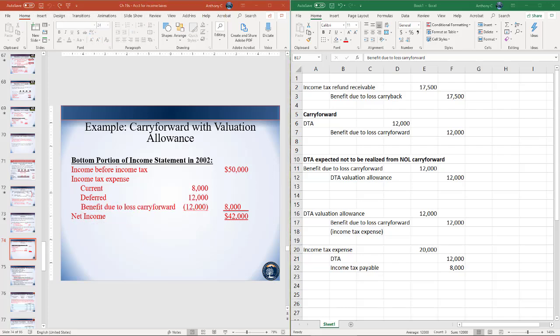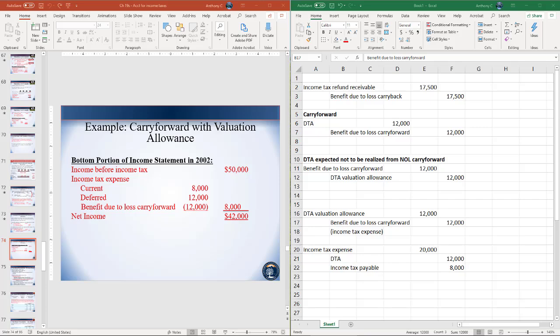Now, earlier I mentioned that these NOL rules that we just went over are the old rules that were effective before 2018. These rules are still relevant though, because if an NOL or a net operating loss was created in a tax year before 2018, it's still subject to the old rules. If the NOL is created after 2018, then it's subject to the new rules. I'm not going to expect you to know the new rules for this class.